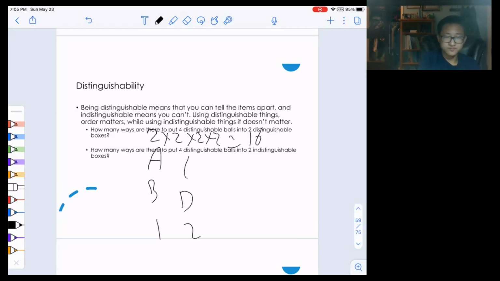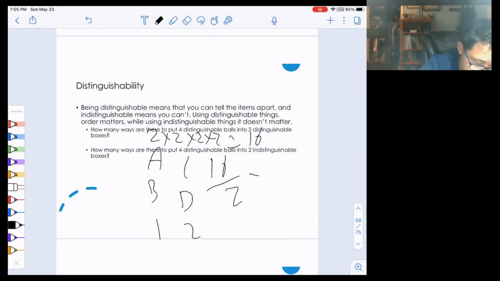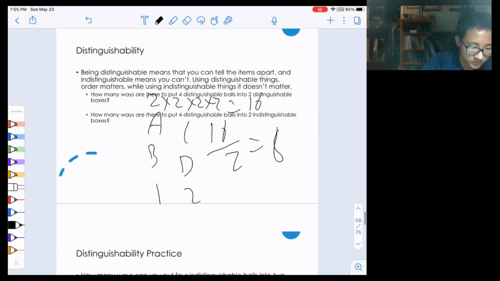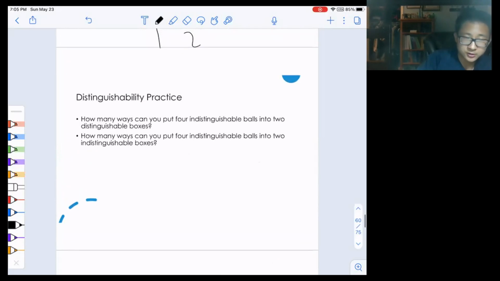But in this problem, if you have A and B in one box and C and D in another box, that would be the same if you switched it around. So we just have 16 divided by 2, which equals 8. So with two boxes, you can just divide by 2. But if it's 3, it's not going to be the same since there are going to be multiple cases you have to consider. So I have some practice problems that I want you guys to do.